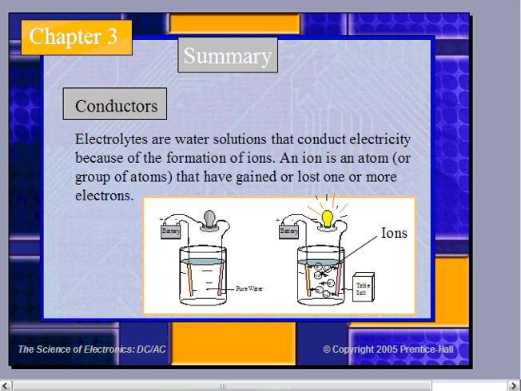Electrolytes are water solutions that conduct electricity because of the formation of ions. An ion is an atom or a group of atoms that have gained or lost one or more electrons.